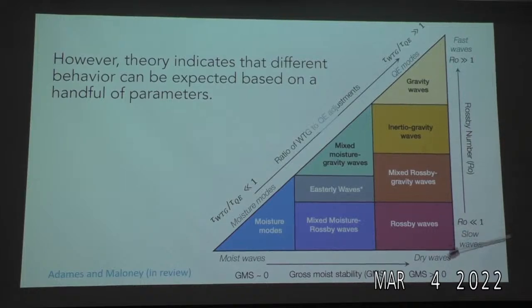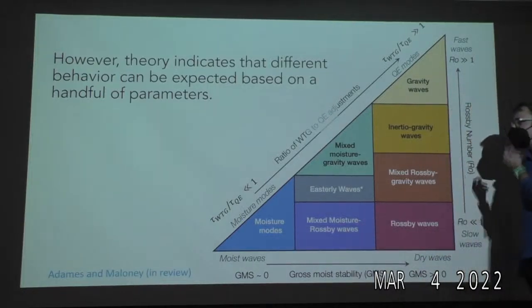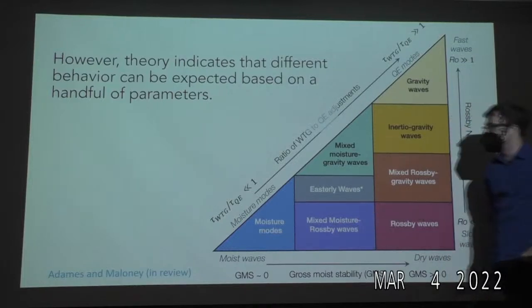So you have gravity waves up here. These are the really, really fast waves, and then as you go down, you get slower and slower, and then the Rossby waves are the slowest ones. So we know that these exist not just in the tropics but in other regions. Things get more and more unique as you move to the left here, and you get to this little corner here that's called the moisture modes.